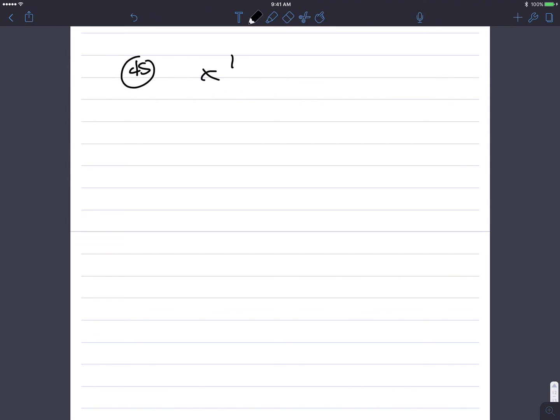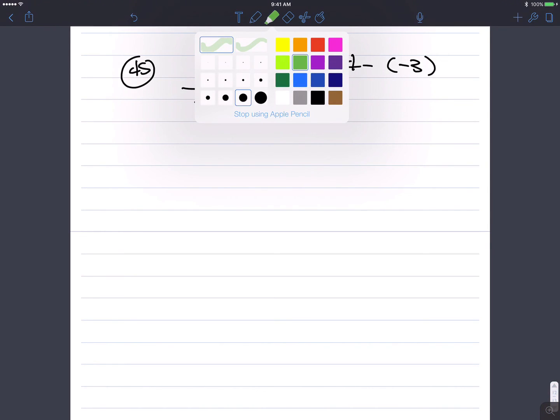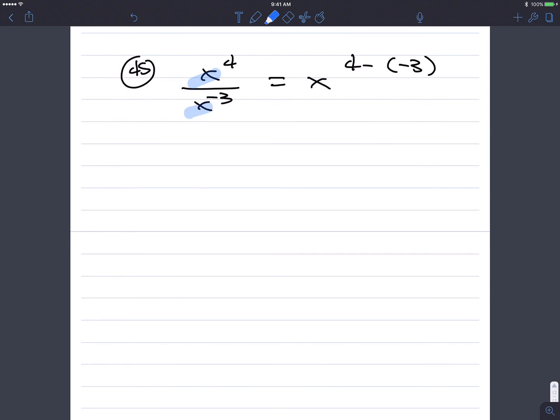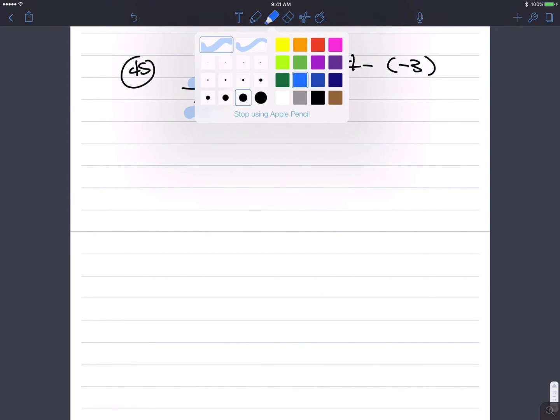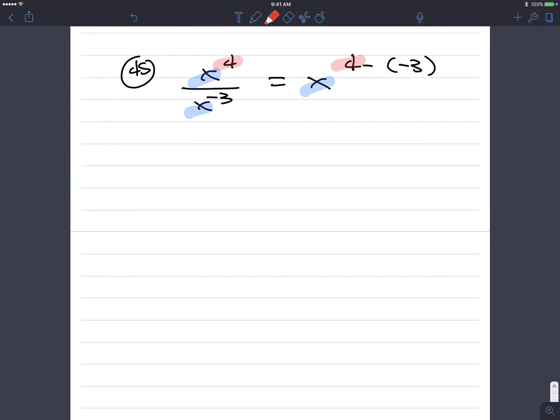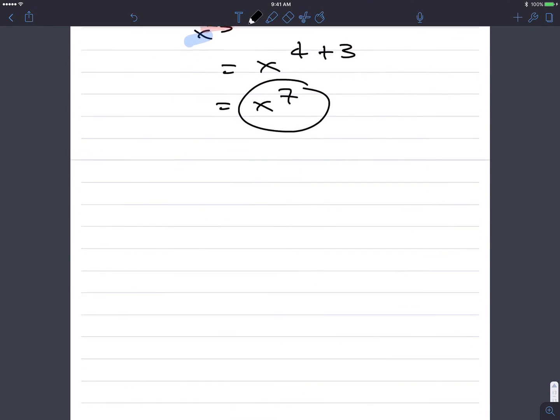45. X to the 4th power over x to the minus 3 power. Keep your base, subtract the powers. Let's double check. Same base, we're dividing, keep the base. 4 minus -3. Here's that -3. X to the 4 minus the minus makes that a plus. X to the 7th power. And you're done.